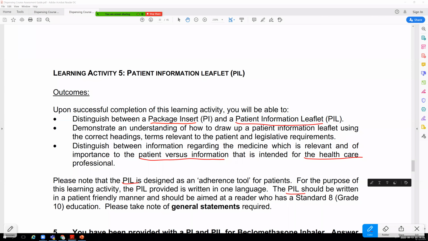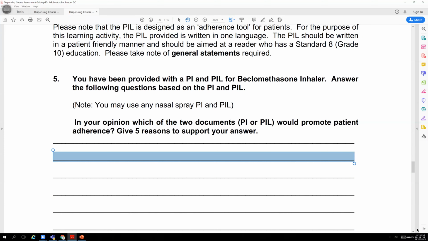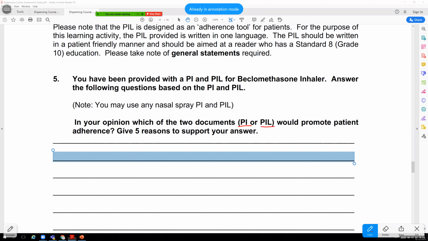It must be patient friendly, and it should be aimed at a reader who has at least a grade 10 or standard 8. So don't use very professional language or information, such that at the end of the day we fail to meet what we were trying to achieve. You have been provided with a patient information leaflet and also a package insert for beclomethasone, the inhaler mostly used for asthmatic patients. In the learning activity, you have to give reasons which of the 2 documents, between a patient information leaflet and a package insert, is best suited to promote adherence. You have to give your details there.